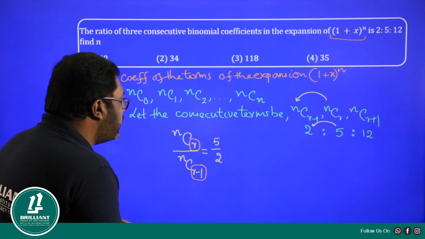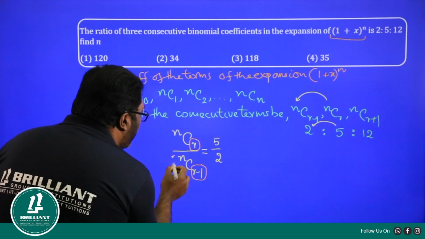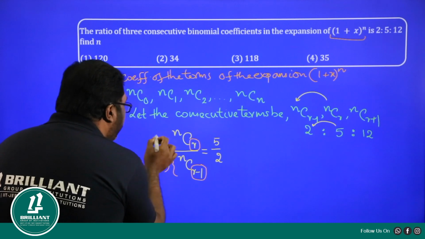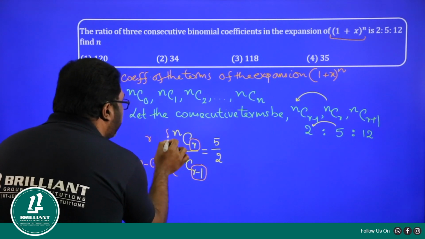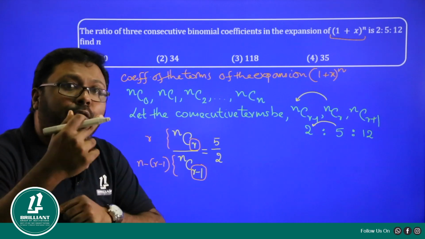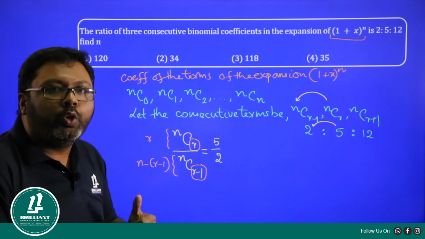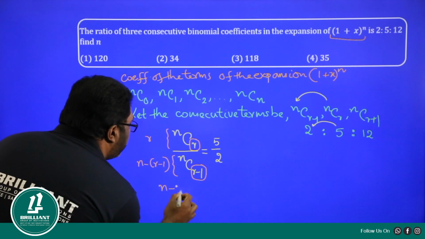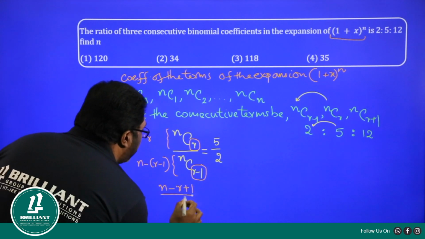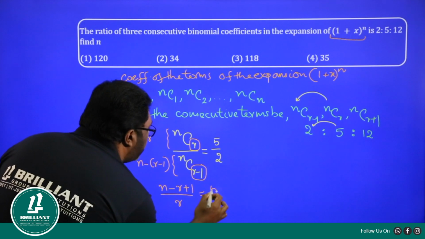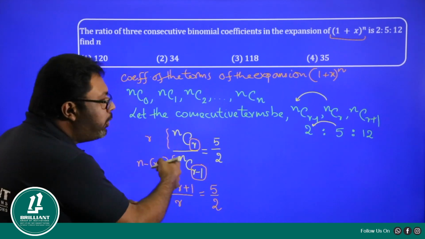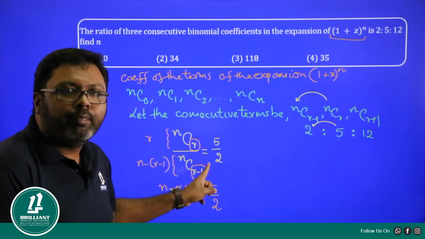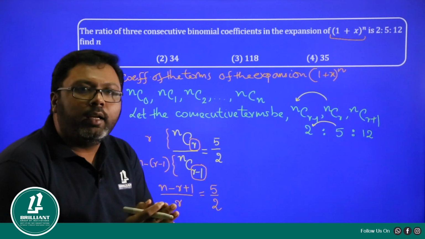So how do you write it? This will become n minus (r minus 1) and this will simply be considered as r. And then you flip this ratio. You flip the ratio, this is going to become (n minus r plus 1) divided by r is equal to 5/2. I told you to flip only one side, not both the sides. Flip only this ratio. Got it?